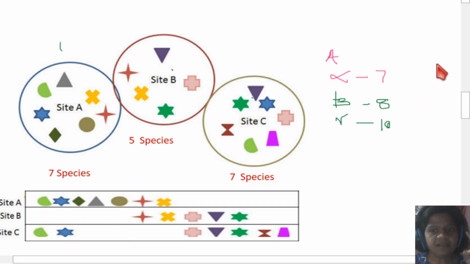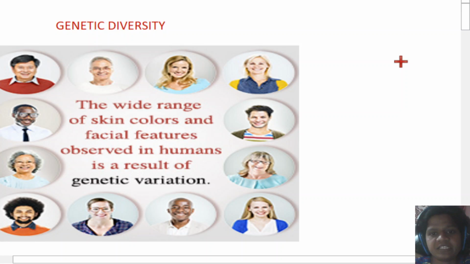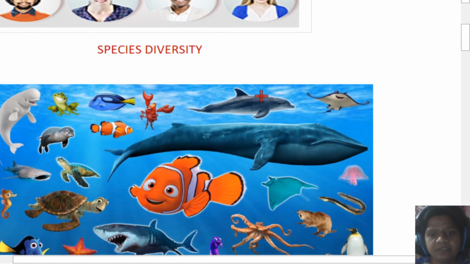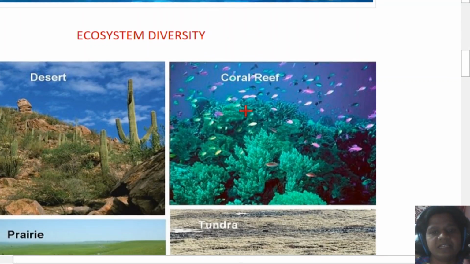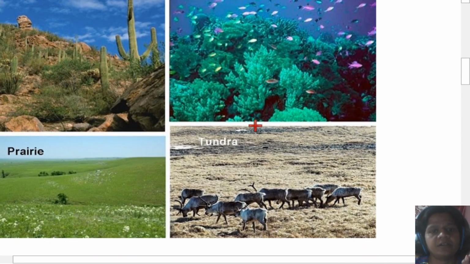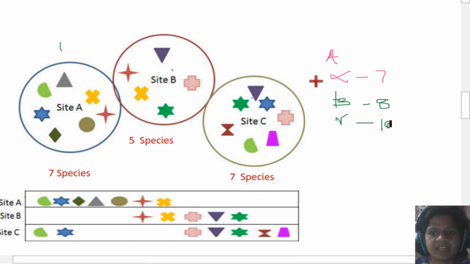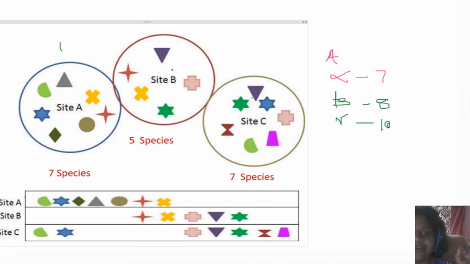All right then. Now these are the levels. So what have we learned? We learned that there are 3 different levels of diversity: the genetic level, the species level, and the ecosystem level. And to measure diversity, there are 3 different indices: alpha, beta, and gamma. Understood? Okay. All right then, let's go back to the board.